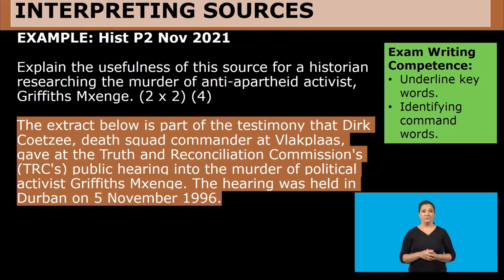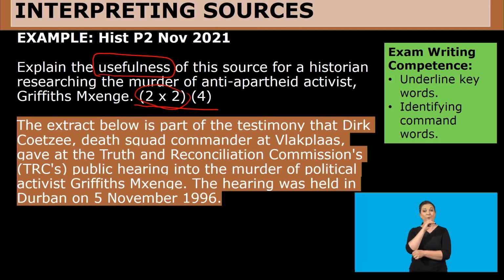This question reads, explain the usefulness. Okay, this is a higher order thinking skill. Explain the usefulness of this source for a historian researching the murder of anti-apartheid activist Griffiths Mxenge. Now, don't forget to look at the mark allocation. Here it says 2 times 2 equals 4. That means you have to give 2 explanations there.